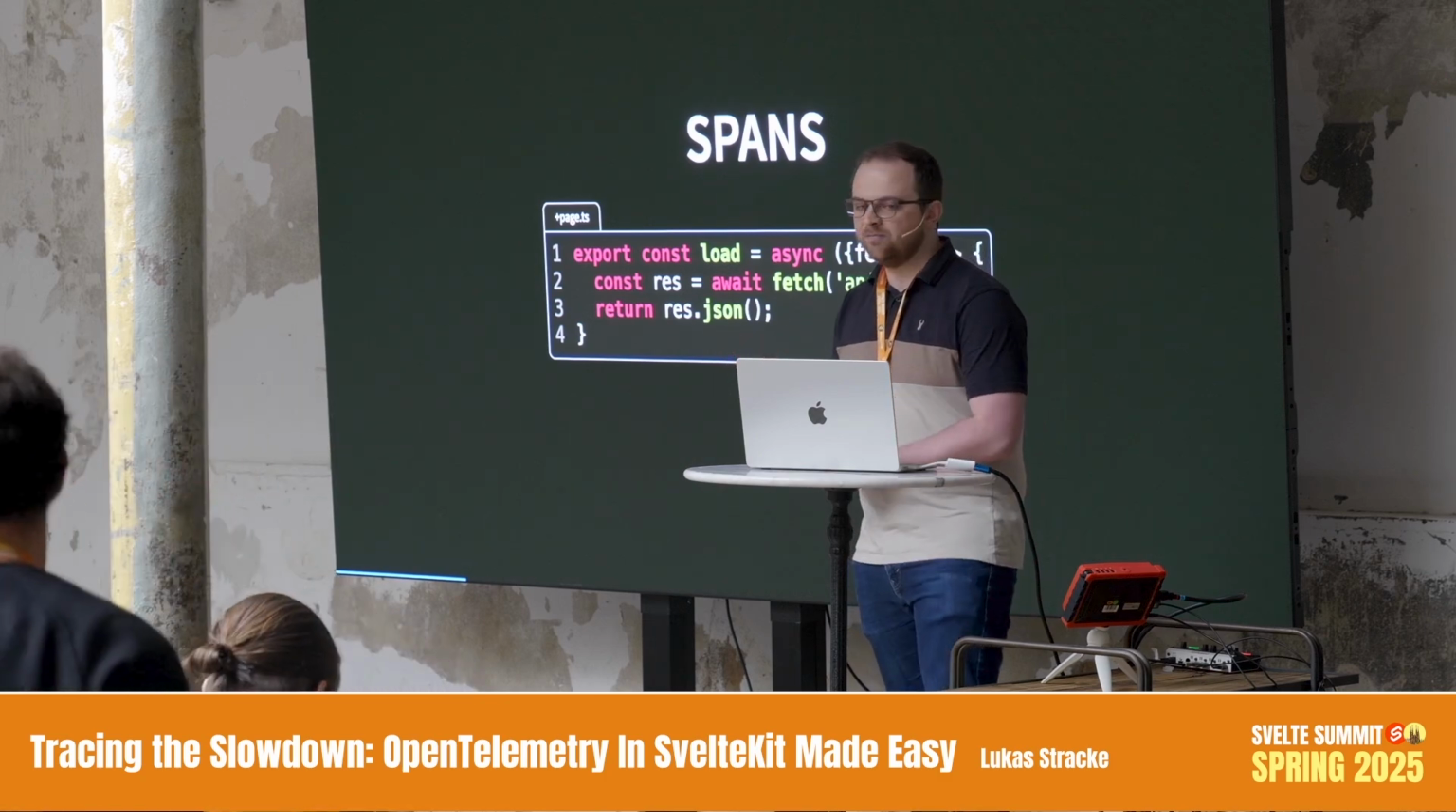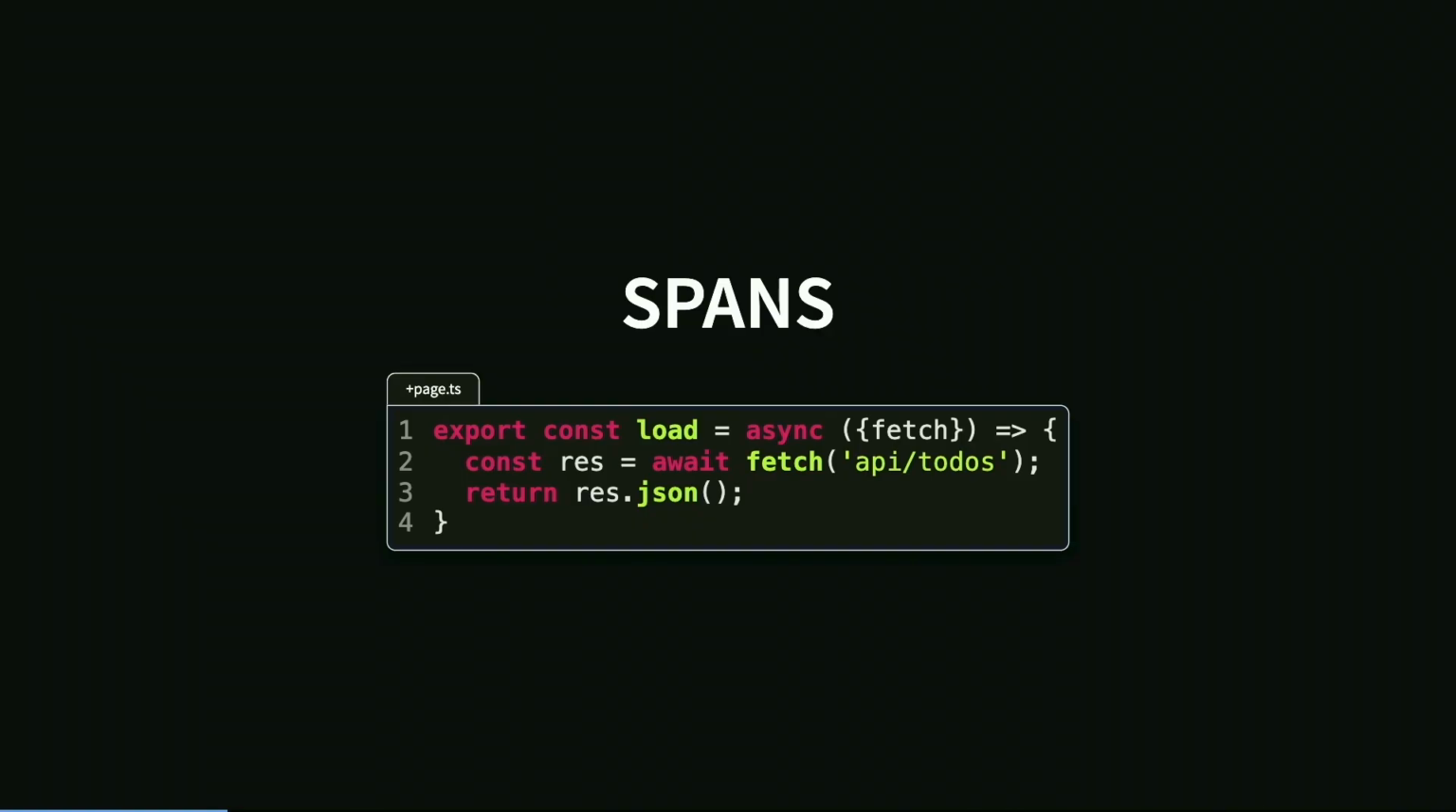Cool, so let's get into it. When we talk about tracing, we can break it down from a bottom-up perspective. The smallest unit of a trace is a span. So let's say we have that typical load function here. I think most of us are familiar with that. We just fetch some to-dos from an API and then return the JSON. So nothing really special going on here.